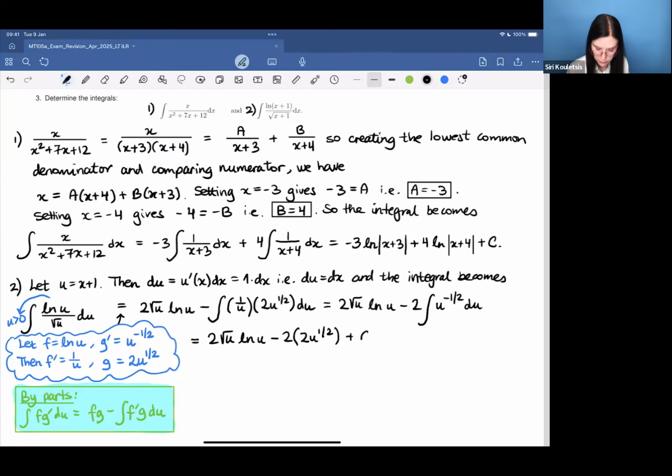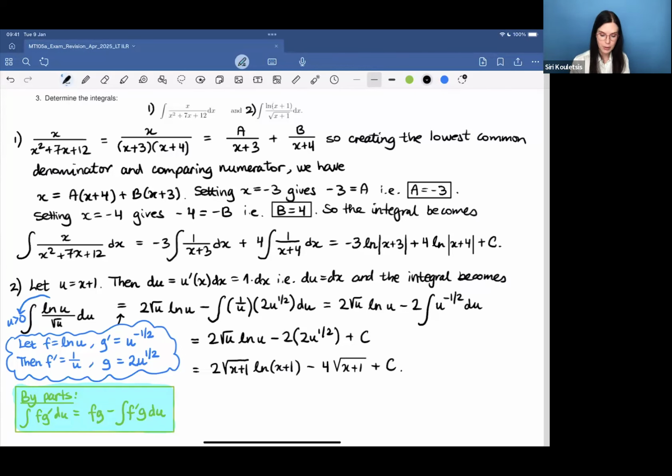And then we add the constant of integration. And now we just want to go back to x at the end, since we did a substitution here. We do need to express everything in terms of x, and u is x plus 1. And so that is the final answer.